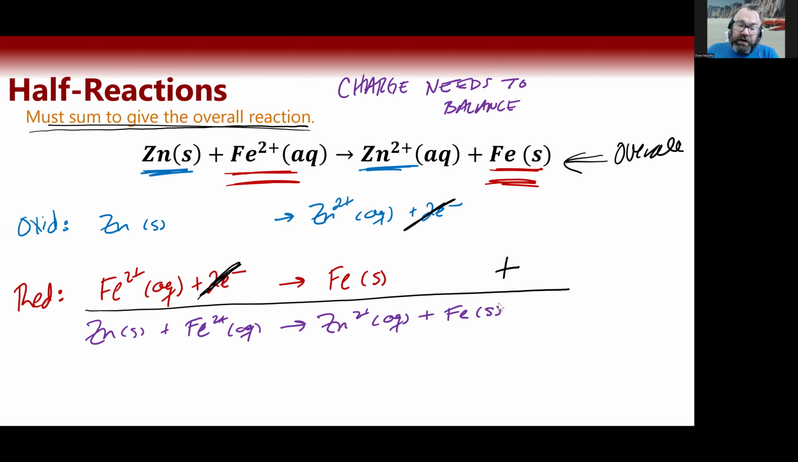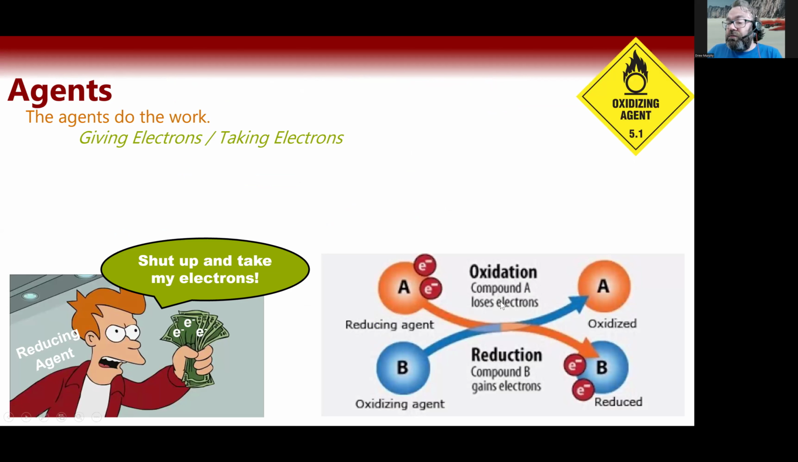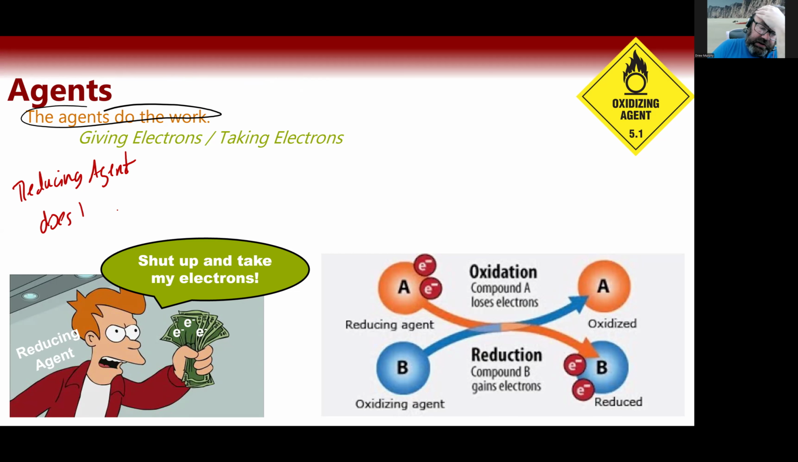All right. What's next? Agents. Okay, this is where we're going to get confused. Okay. The agents are doing the work. Agents do the work. Okay. Again, this is just one of those things that gets backwards, and we want to try not to have it be backwards. Okay. The agents do the work. So what does that mean? That means our reducing agent does the reduction.